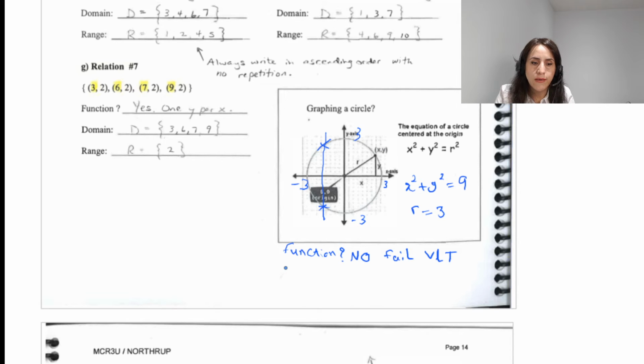What is the domain here? Do I have a positive value for x? Yes. Negative? Yes. Do I have decimal places? Yes. Then I'm going to use R. X is an element of the real numbers.